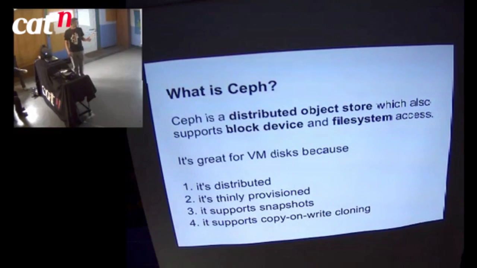It's also really nice for VM disks because it supports thin provisioning, so you can allocate a big virtual disk and it only uses what it needs. It's also really useful because it supports things like snapshots, which are obviously good for backups and that kind of thing, and copy-on-write cloning, so you can have a gold master template and fire off little clones of that and just copy the blocks that you write to, and it's all very efficient. So that's Ceph at a high level.